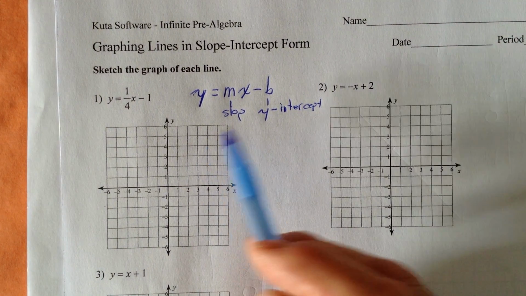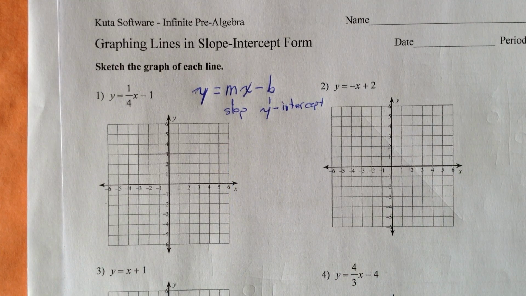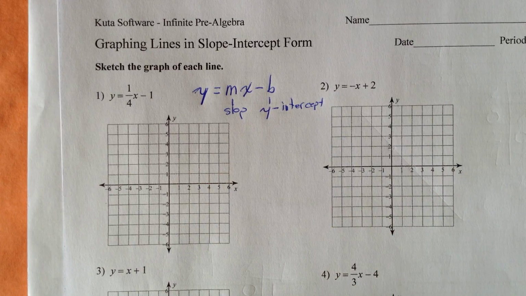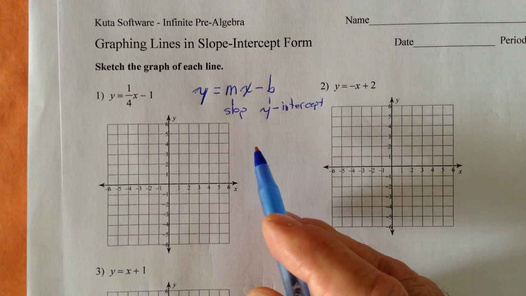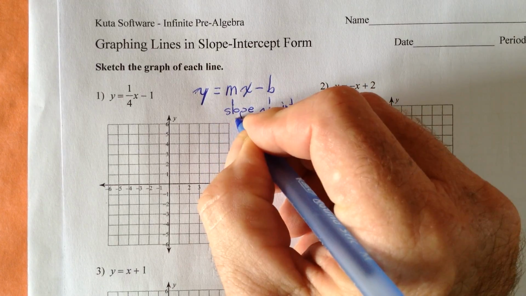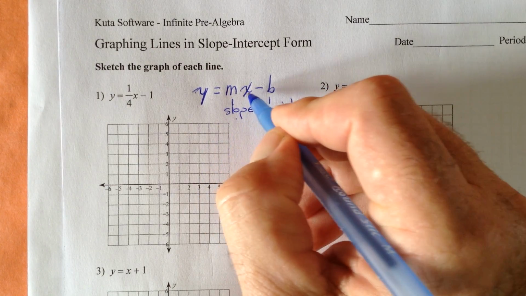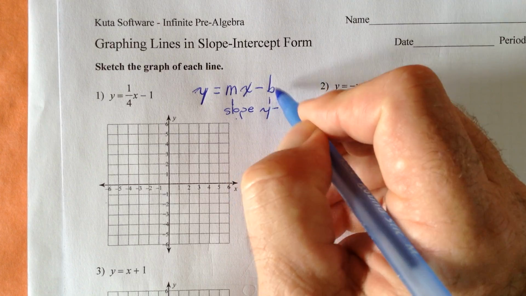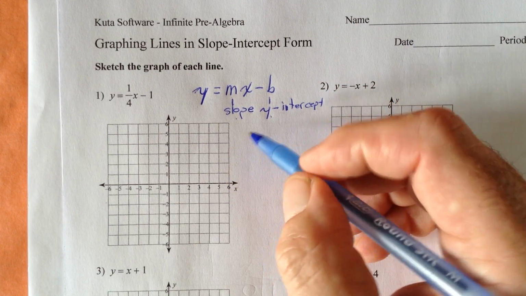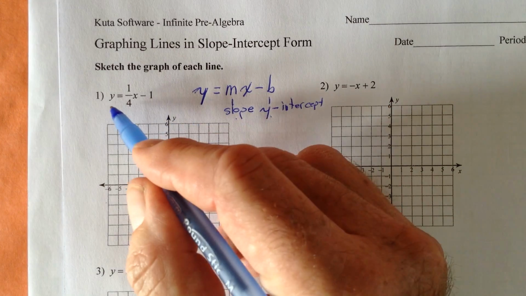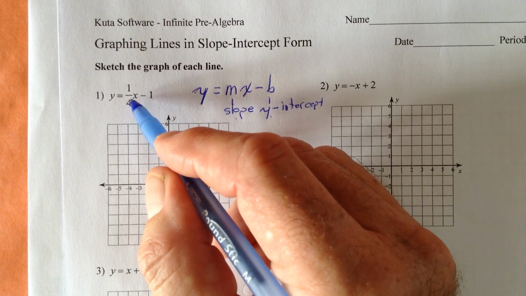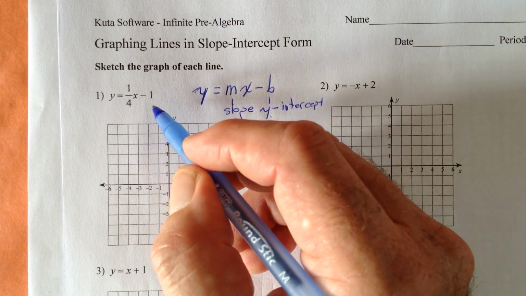I'm going to use this one to illustrate how to graph the line without having to do the calculations using the equation. Here, in y equals mx plus b, m is the slope, and b is the y-intercept. Well, what does that mean? Here you have y equals 1 over 4 times x minus 1.